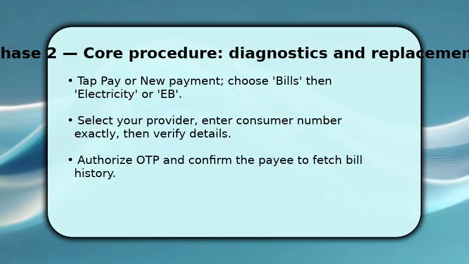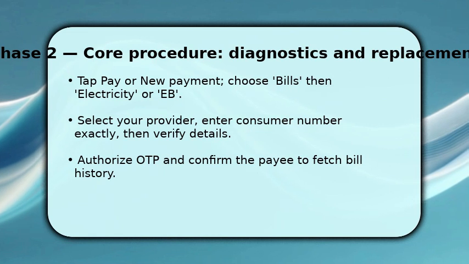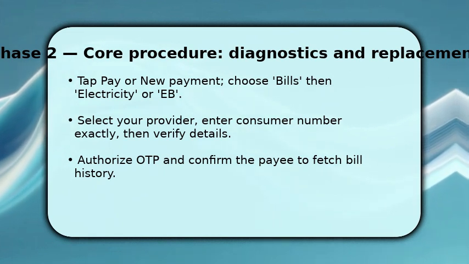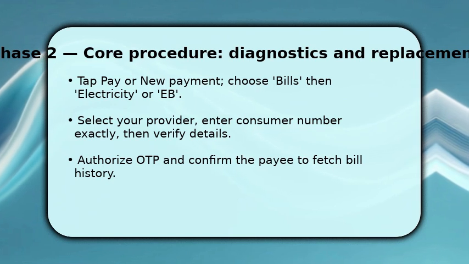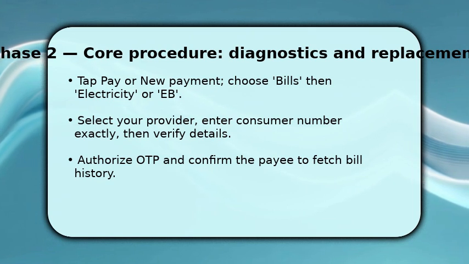You now add the EB account as a bill payee. Tap Pay, pick Bills, then Electricity, search for your state or provider and select it. Enter the consumer number exactly, spacing matters, then choose Verify so Google Pay fetches your account name and recent bills.